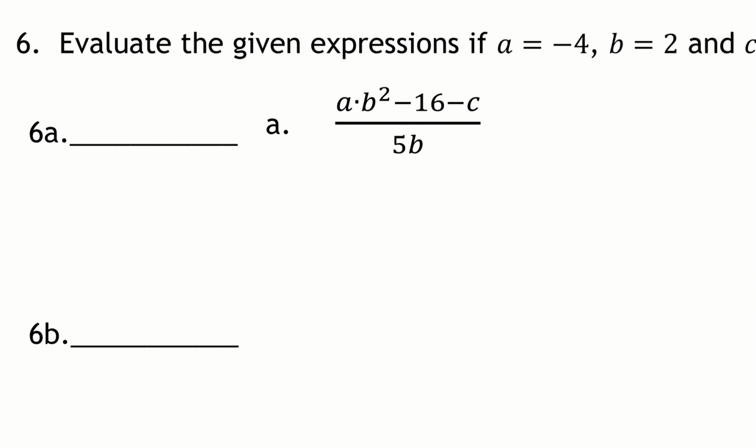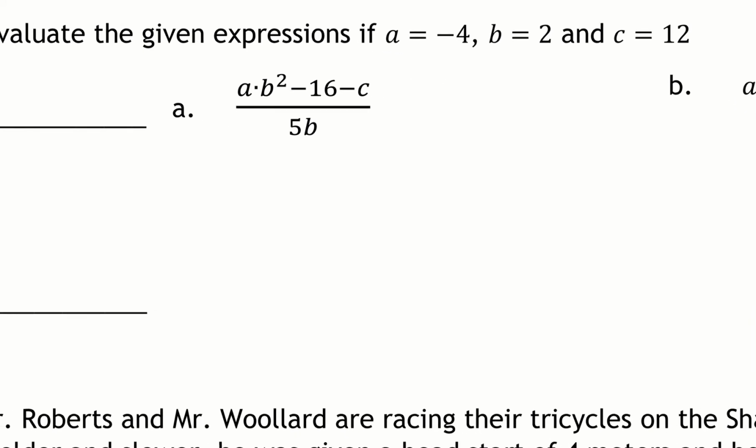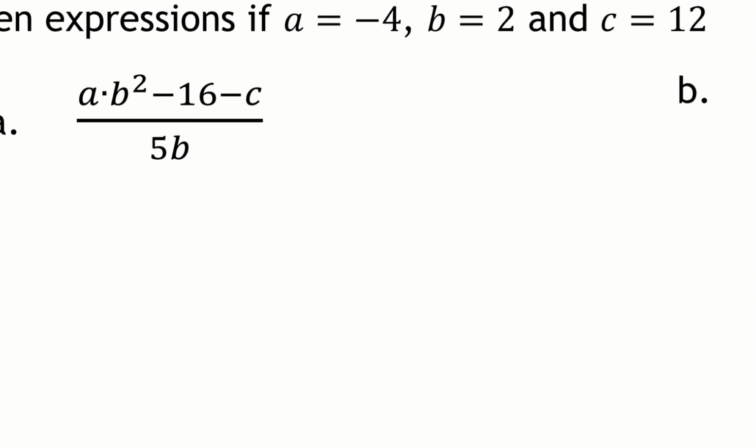Question 6 says, evaluate the given expressions, and I'm told what A, B, and C are. A, B, and C are negative 4, 2, and 12. Negative 4 is A, B is 2, and C is 12. So here is A. A is negative 4, and I'm going to multiply that by B squared. Then I'm going to subtract 16, and then I'm going to subtract C, which is 12. C was positive, but this was subtraction, so I'm subtracting 12.